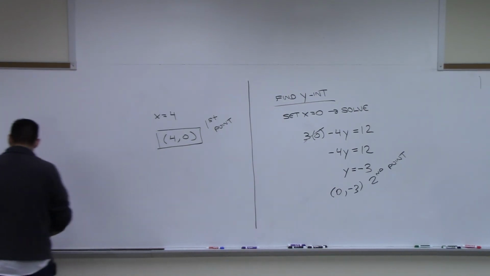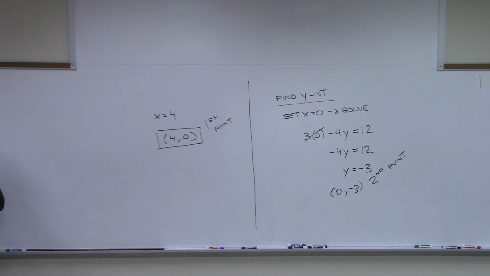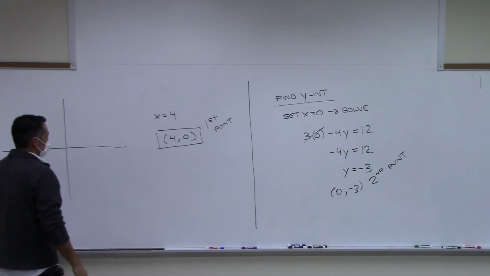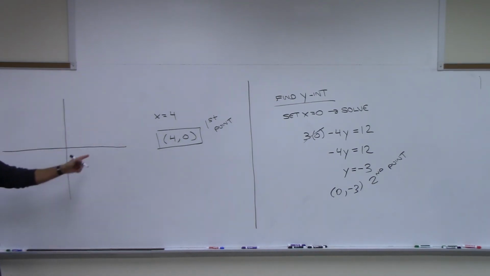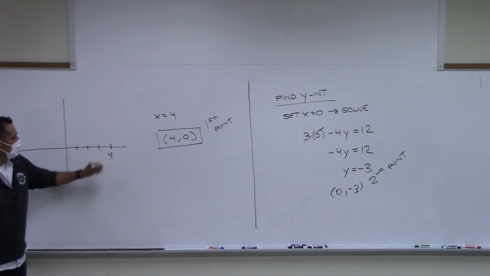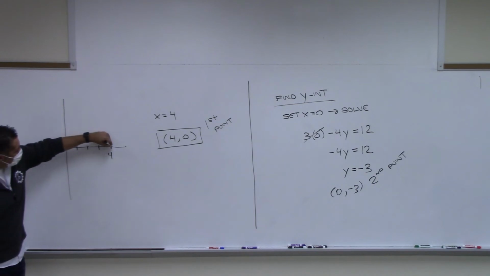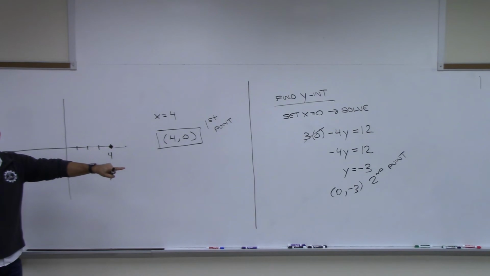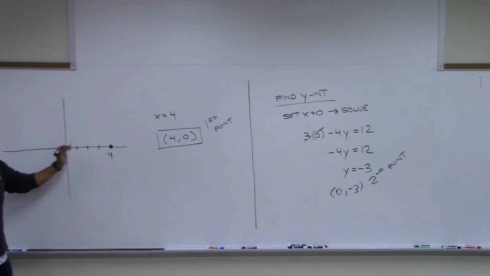When you draw this, it doesn't have to be perfect. You don't have to have graph paper, okay? Just enough to give me an idea that you know what you're doing here. So first point is at 4, 0. So I'm going to go like this. 1, 2, 3, 4. Here's 4. That's the x-intercept, so I'm going to put a point here. And then the other one is at 0, negative 3. That means you don't move left or right, but you come down 3. So 1, 2, 3. Mark it, negative 3 there.